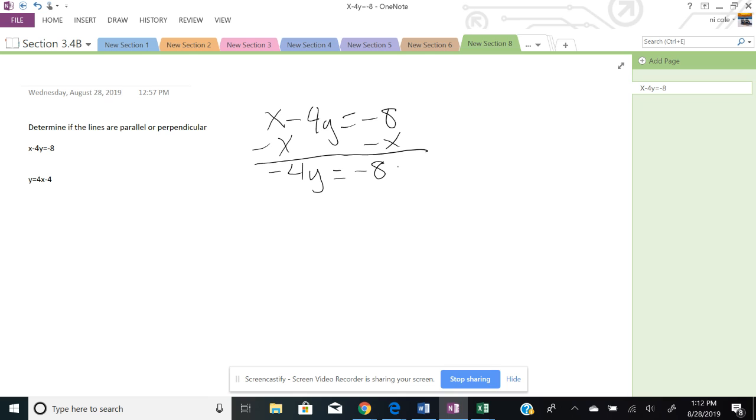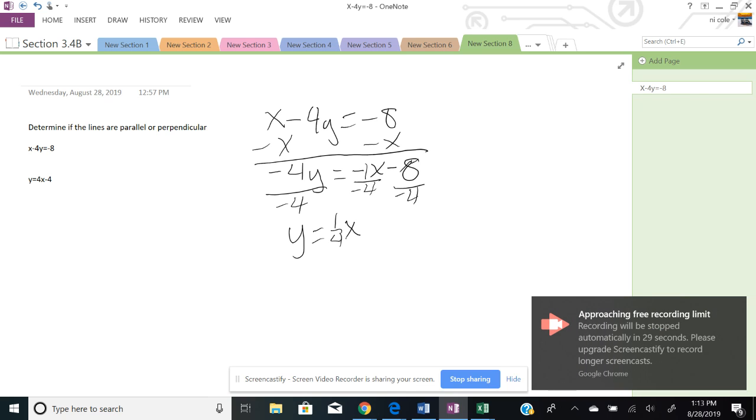Oh, let me do this. Negative x minus 8. Divide by negative 4, divide by negative 4, divide by negative 4. Therefore, y is equal to, now remember there's an implied 1, so I can leave it as 1/4. And is it positive or negative? Well, I've got two negatives, so it's positive 1/4 x plus 2, because the double negative makes it positive.